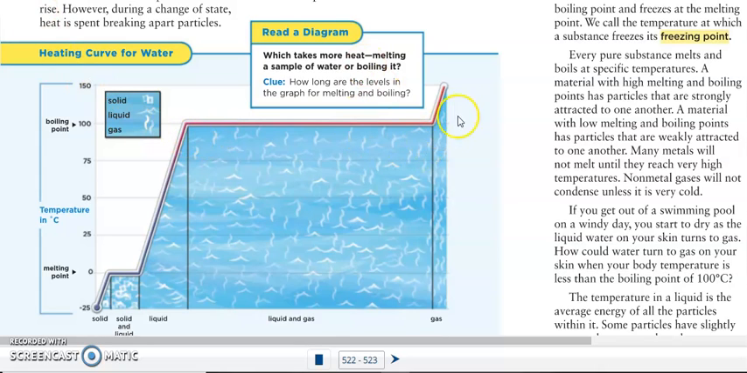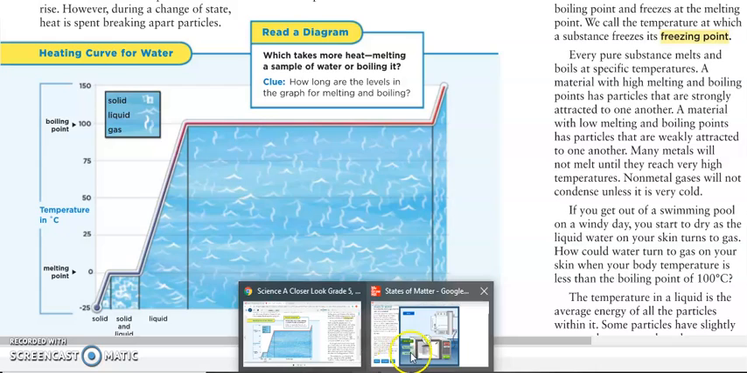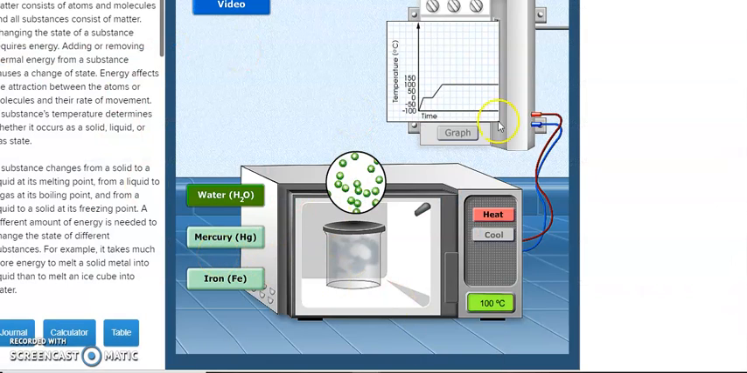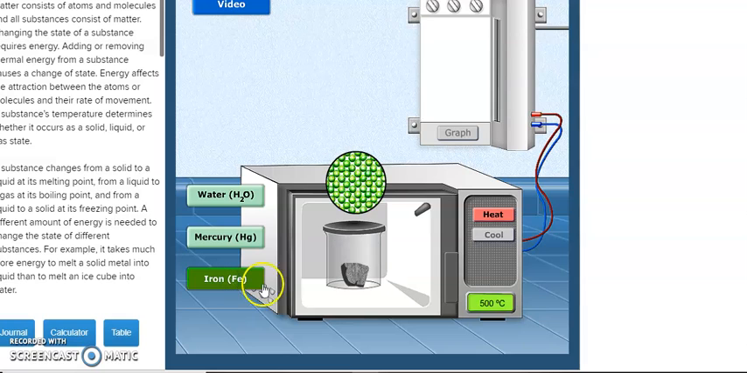Okay guys, do you think all substances, like water, melt at 0 degrees and boil at 100 degrees Celsius? This is a very important question, and we will do again the same experiment, but I want to choose iron right now in solid state. As you see in this picture, I have iron in solid state in the microwave, and I will add heat. Okay, you can see right now the iron melts and becomes a liquid.